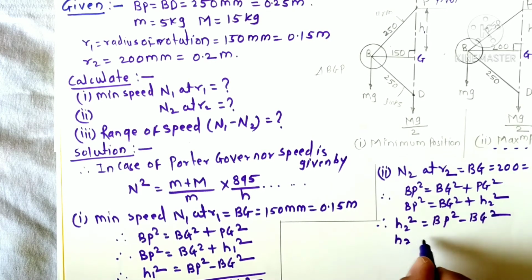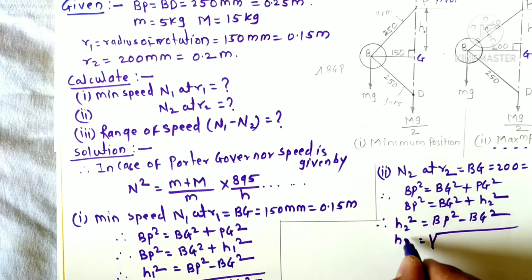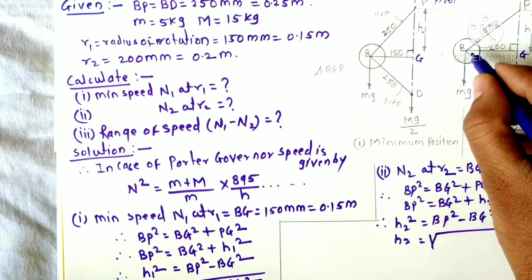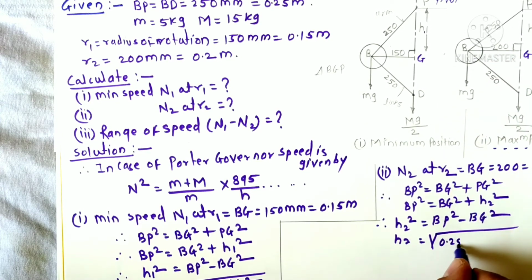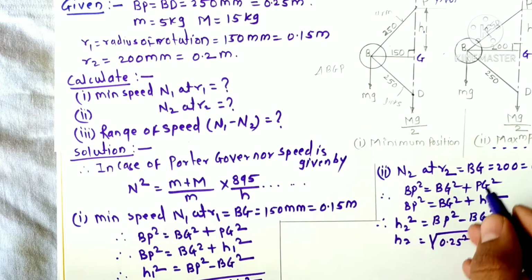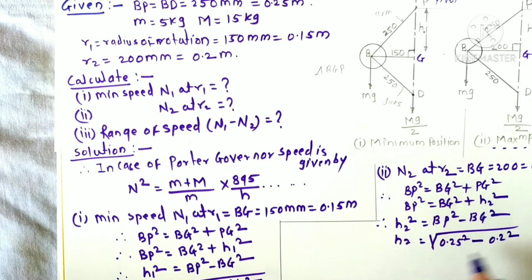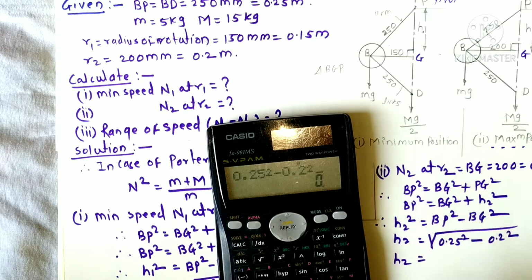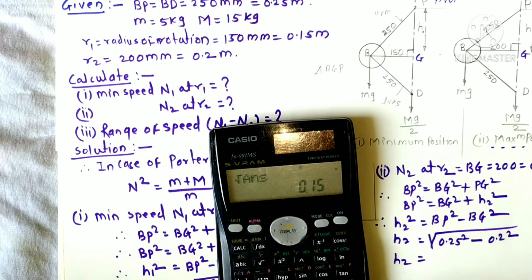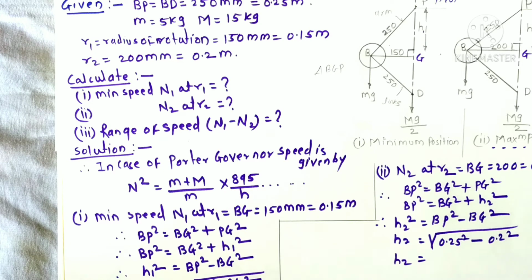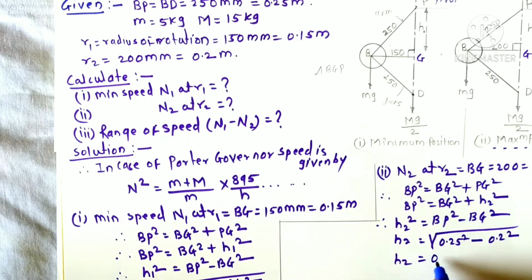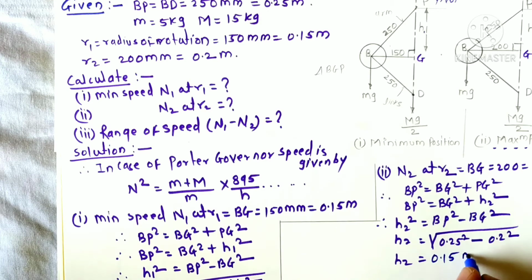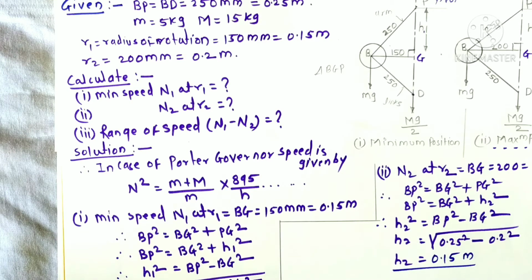So H2 will be the square root of BP square minus BG square. What will be the value of BP square? 0.25 square minus BG square. What will be the BG? That is 0.2 square. So after the calculation with the help of calculator, 0.25 square minus 0.2 square, after taking the square root, the value will be 0.15. So H2 will be 0.15 meter. So this is the H2.